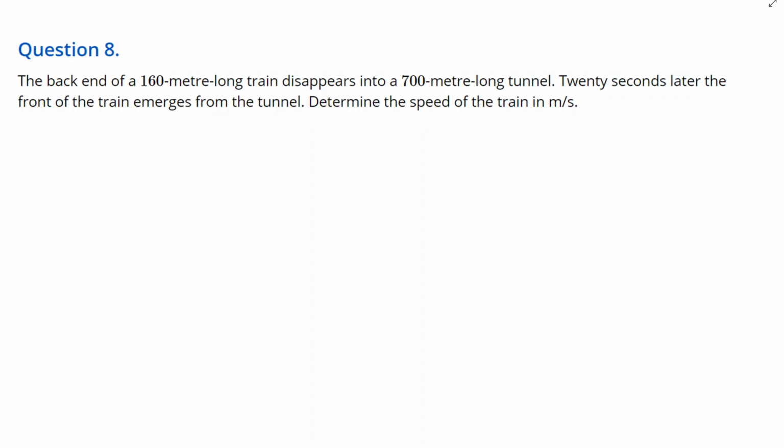Hello, so we're going to go through question 8 in this problem. Let's begin by giving it a read. It says the back end of a 160 meter long train disappears into a 700 meter long tunnel. 20 seconds later, the front of the train emerges from the tunnel. Determine the speed of the train in meters per second.